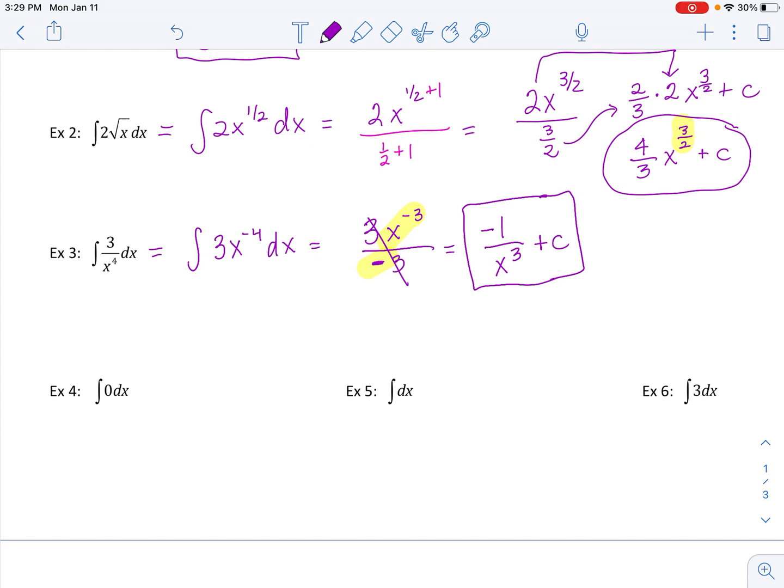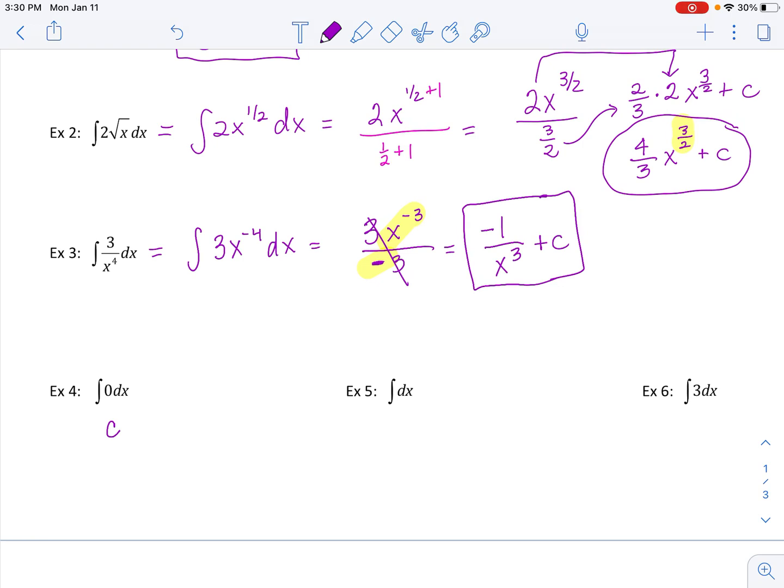Examples 4, 5, and 6, I'm just jamming in here at the bottom because they are pretty quick. Theorems is too strong a word, but they're just the simplest cases of integration. So if you're asked to integrate the number 0, the antiderivative of 0, since it's 0, it would have to be a constant, right? So that antiderivative is just the constant of integration, c.